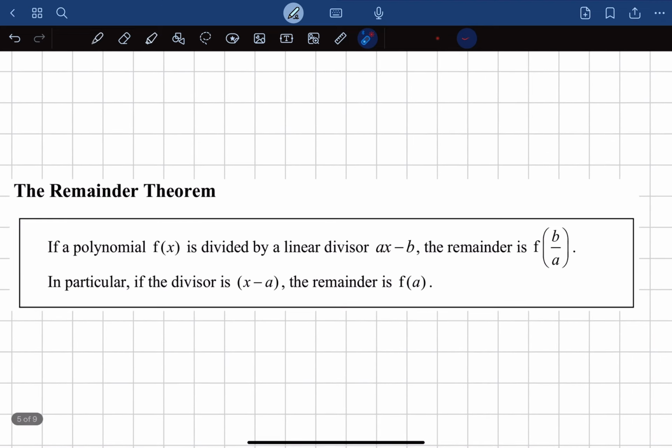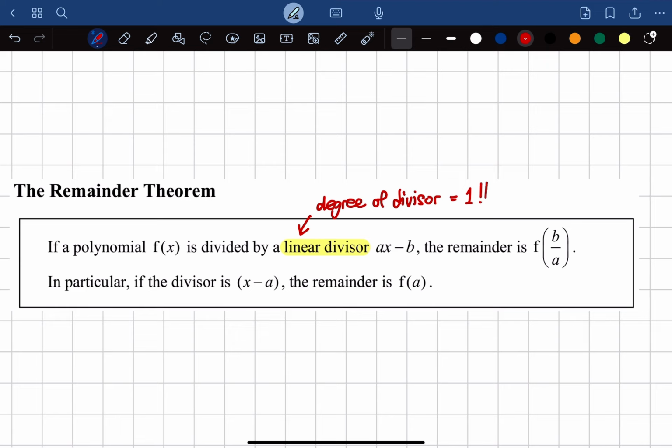Let's recall what the remainder theorem is. The remainder theorem states, when a polynomial f(x) is divided by a linear divisor. Very important, when I see a linear divisor, you need to understand that it means the degree of your divisor is equal to 1.